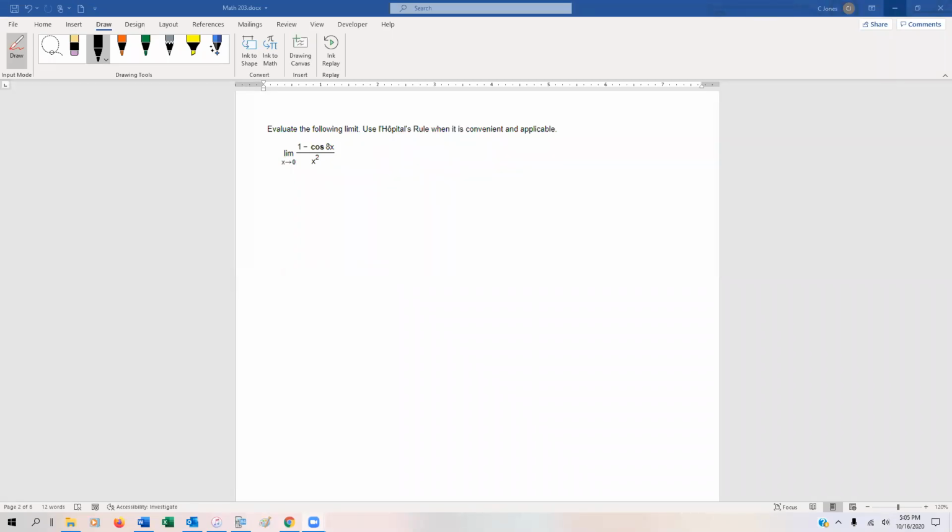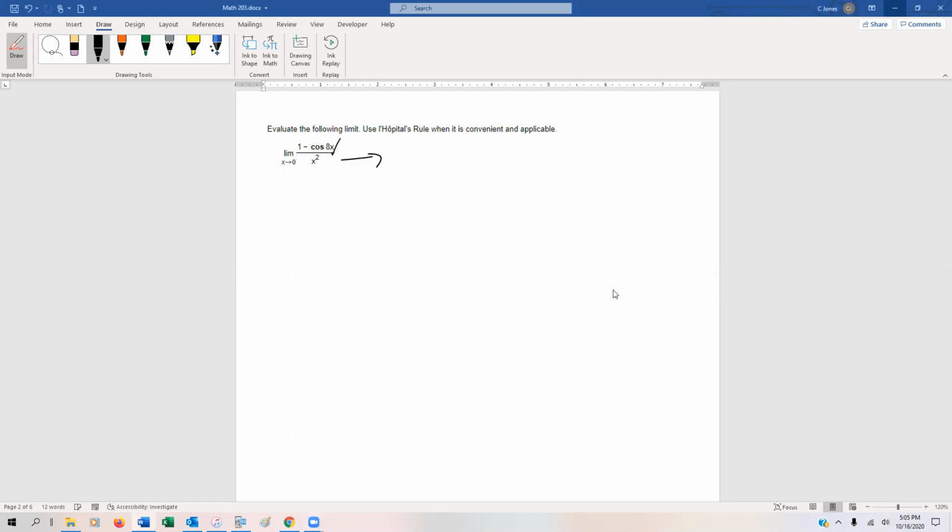We're going to take a look at two more examples of L'Hopital's rule, this time where we have to utilize L'Hopital's rule more than once to be able to get to the limit of a function. And so we have an example where we have the limit as x approaches 0 of 1 minus the cosine of 8x divided by x squared.